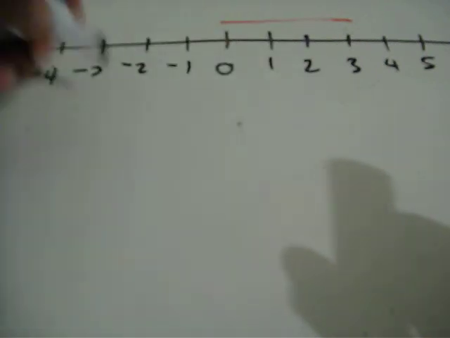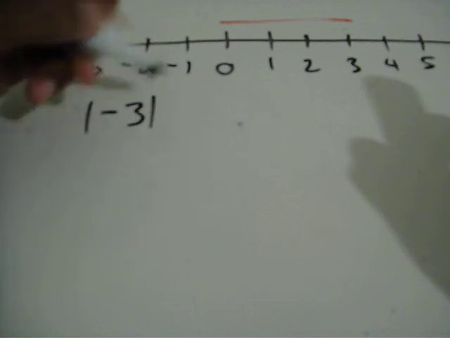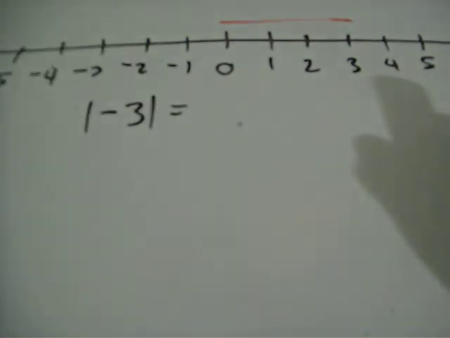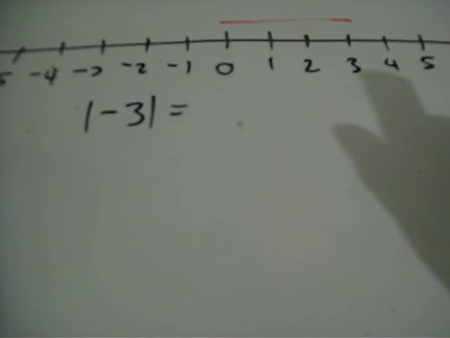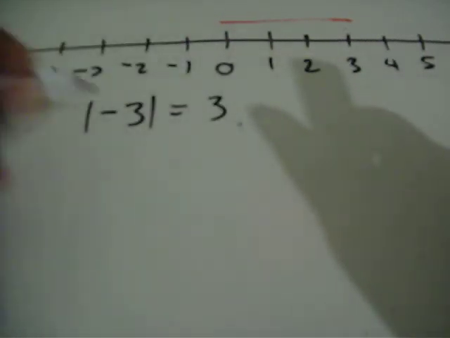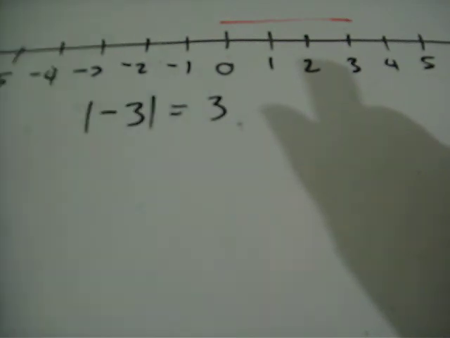Now what about negative 3? If I had a negative 3, what's the absolute value of that? The distance negative 3 is away from 0. So if I start at negative 3 and I move 1, 2, 3, that's 3 away from 0. So my answer is 3. And this reads the absolute value of negative 3 equals 3.